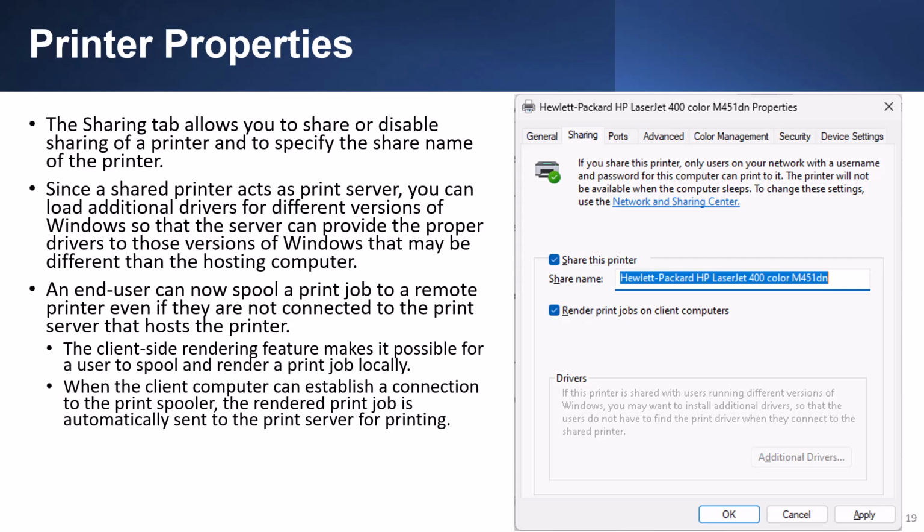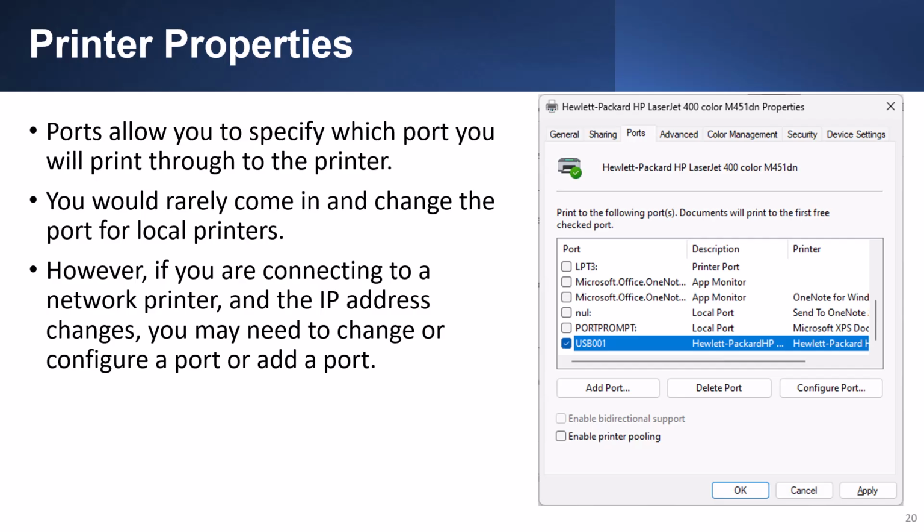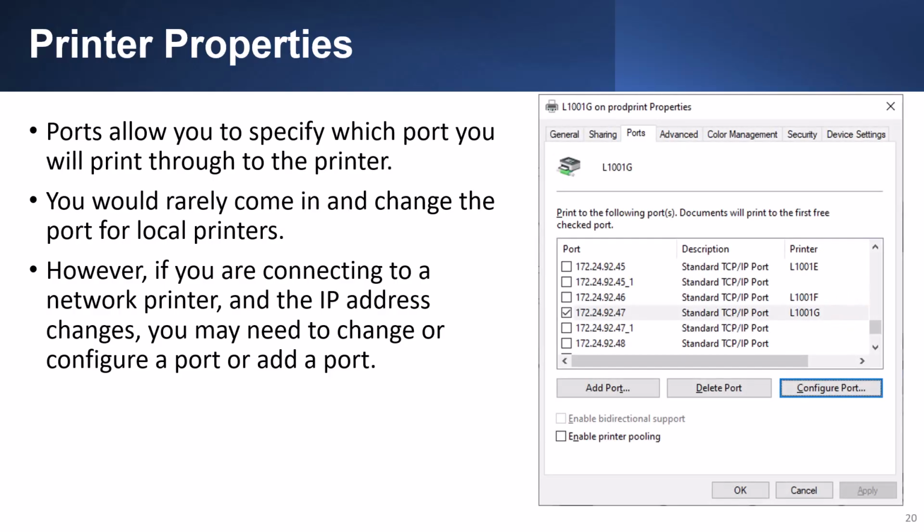The client-side rendering feature makes it possible for a user to spool and render a print job locally. When the client computer can establish a connection to the print spooler, the rendered print job is automatically sent to the print server for printing. Ports allow you to specify which port you will print through to the printer. You would rarely change the port for local printers. However, if you're connecting to a network printer and the IP address changes, you may need to change or configure a port or add a port.